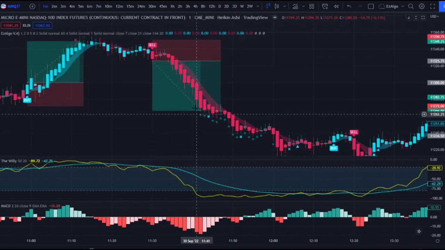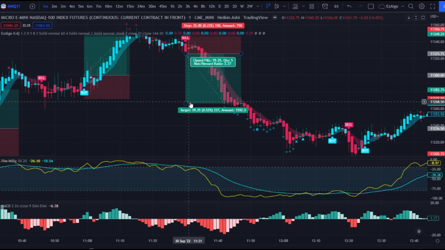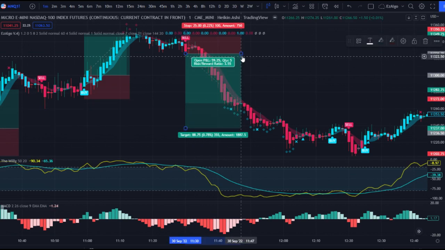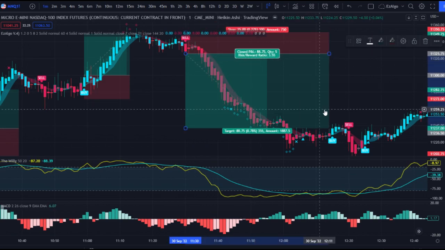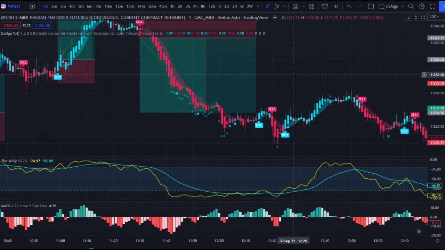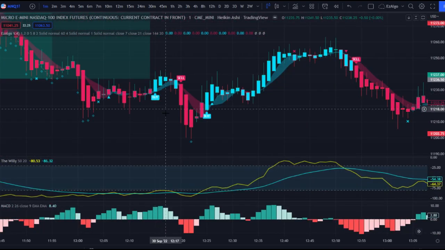So you could have taken profit maybe here at this Easy Algo mild buy signal, which would have been a nice 60-point move. Or you could have kept holding until this Easy Algo buy signal all the way over here, which would have been an 89-point move, right? So even on one contract, that's $180, right? So these moves are huge.